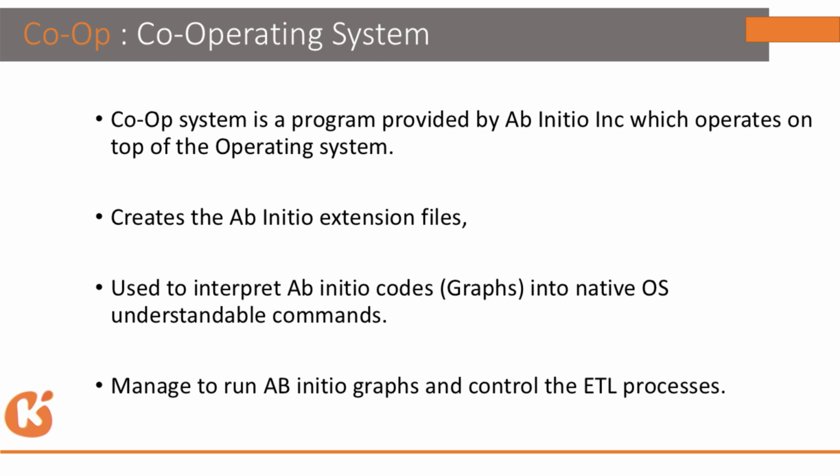So let's say, for example, 99% of the time the processing server will be a Unix system. So we already have a Linux or Unix OS. On top of it, we'll be installing this Corporate system. It's like an Ab Initio based operating system.